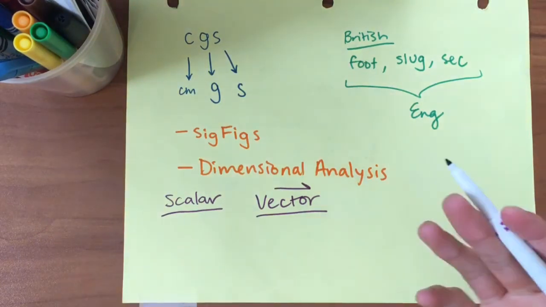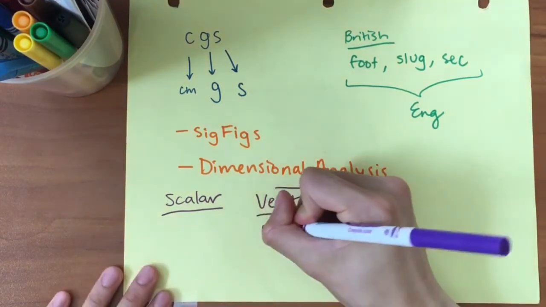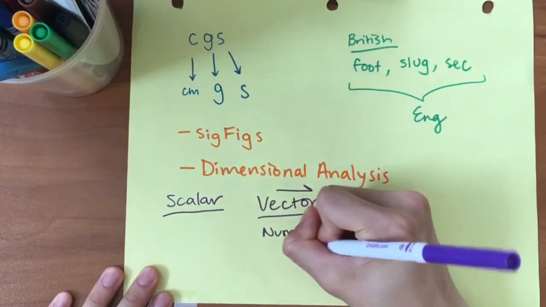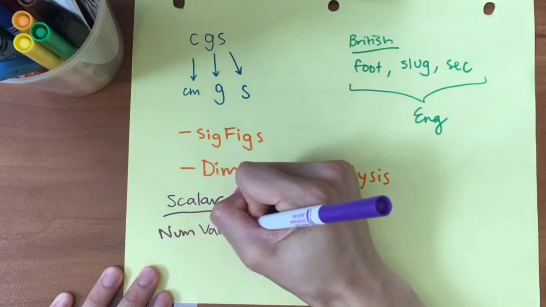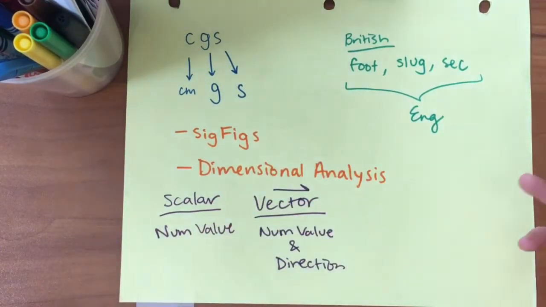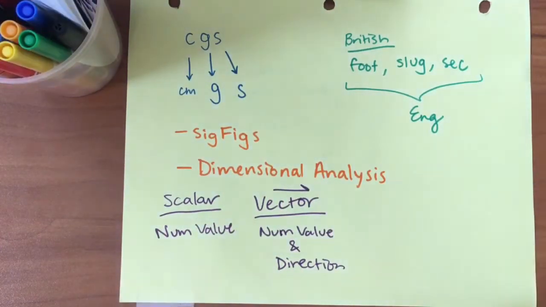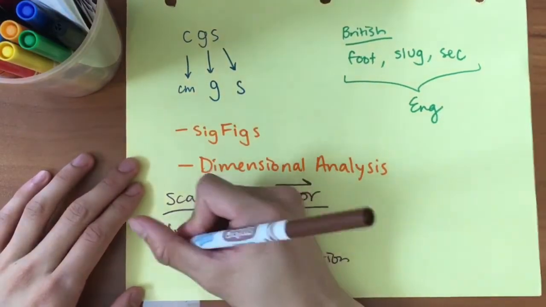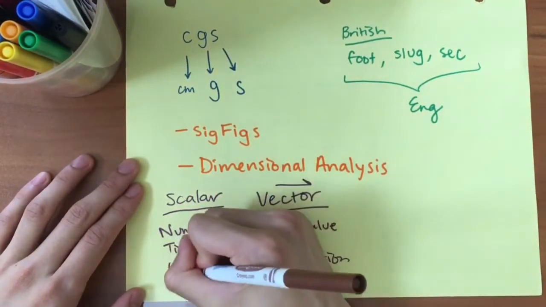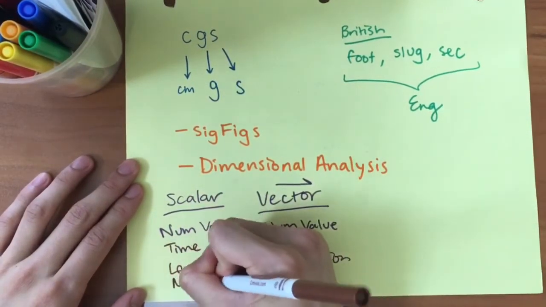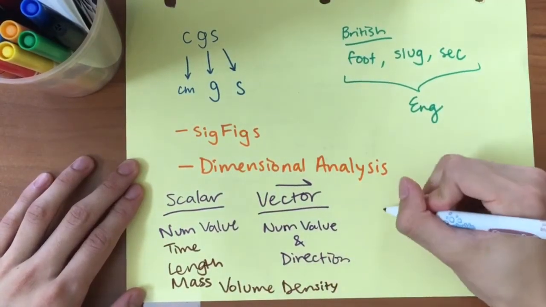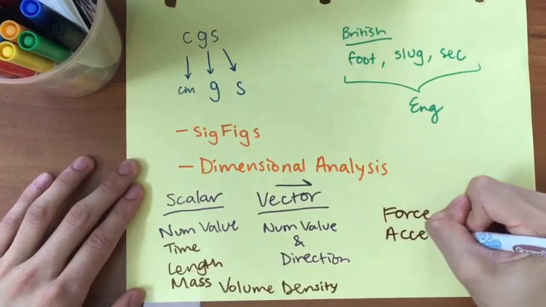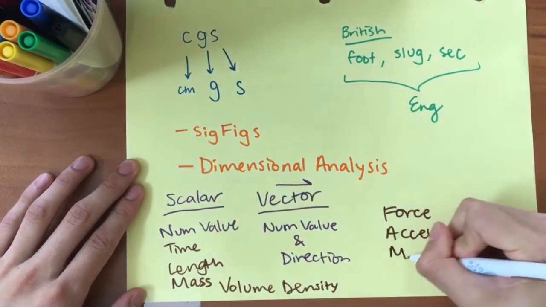A vector, on the other hand, is a mathematical quantity with both a numerical value and a direction, while a scalar really just has a numerical value. So this would be like the velocity of the car, the speed and which direction it's traveling in. And so certain things are scalars while others are vectors. For example, scalars include time, and also length, mass, volume, and density. And vectors, there are also a lot. For example, you have force, acceleration, and momentum.